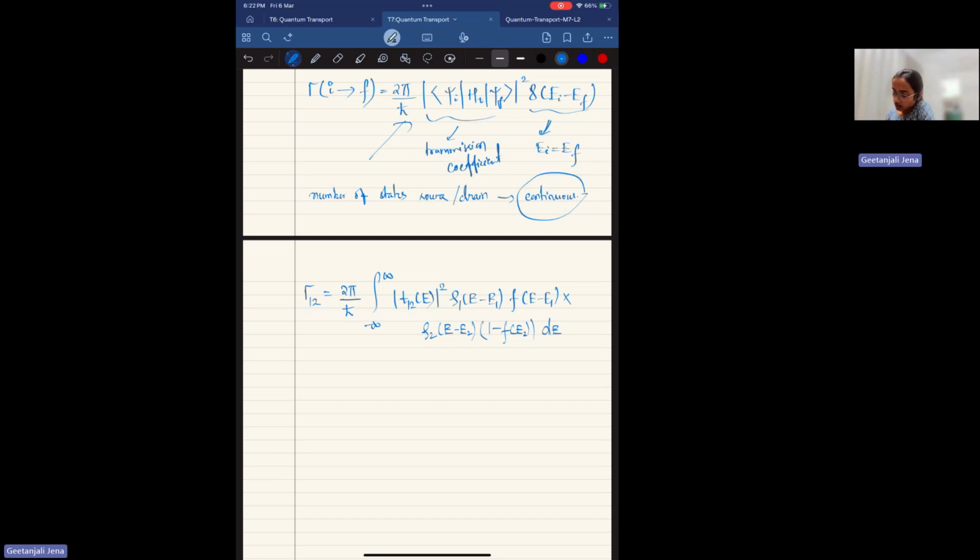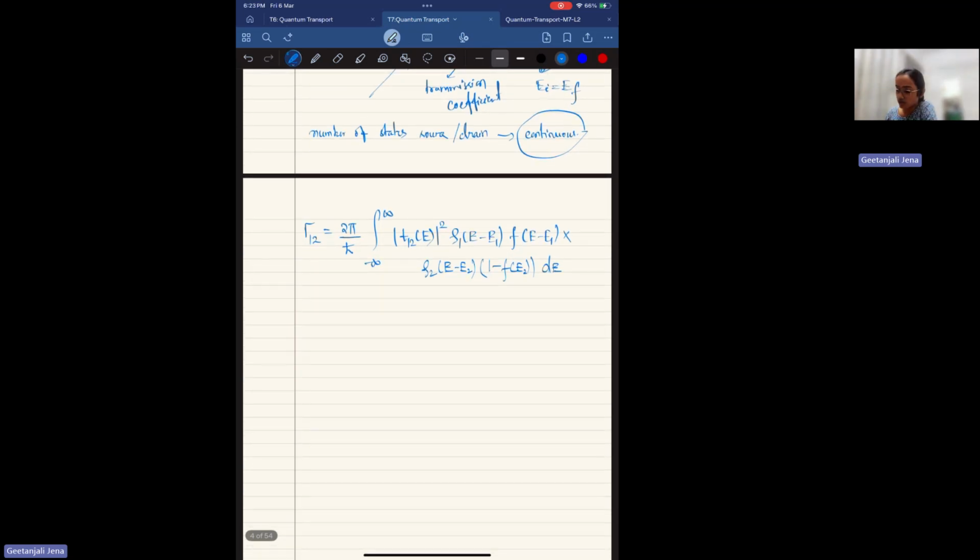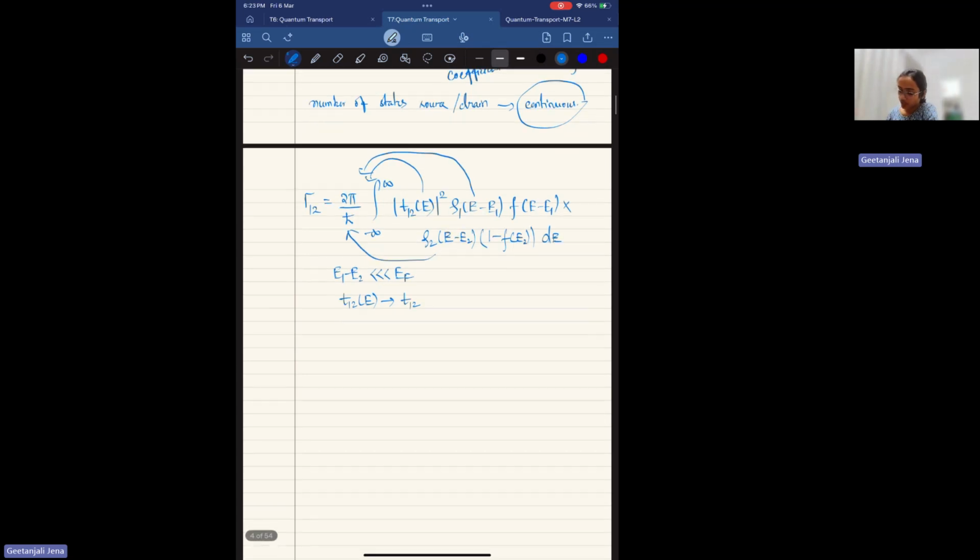So to solve this integration, we can consider that we are mostly focusing on the linear transport regime. By linear we mean that the energy difference between the source and drain is much less than the Fermi energy. So for this small energy scale, we can assume that this transmission coefficient is independent of energy. So we can write it as T12 and take it out of the integral. And also we can take the density of states as independent of energy and take it out of this integral.